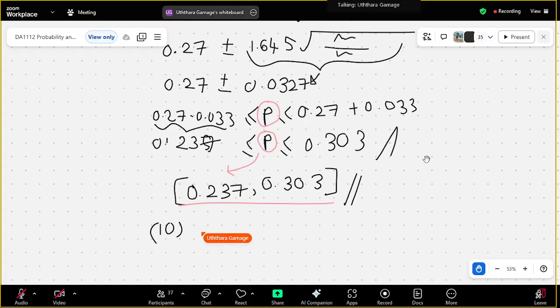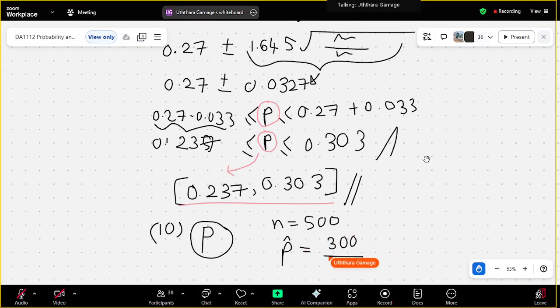For a class project, a political science student at a large university wants to estimate the percent of students who are registered voters. So that student needs to know the percent of students who are registered voters, that means the population proportion. He needs to find it. He surveys 500 students and finds that 300 are registered voters. So in that sample, the sample proportion is 300 out of 500, right?